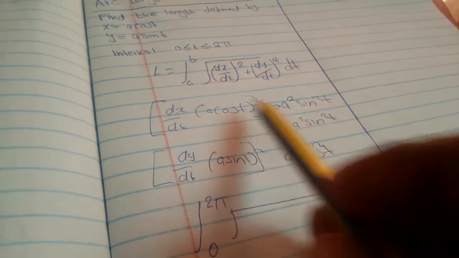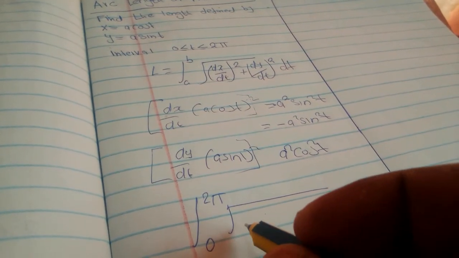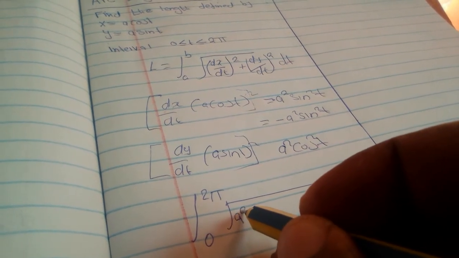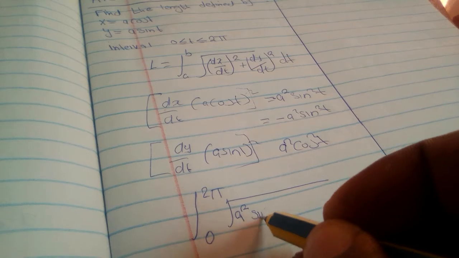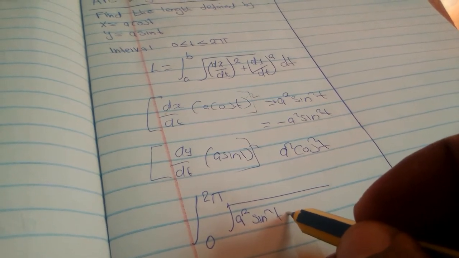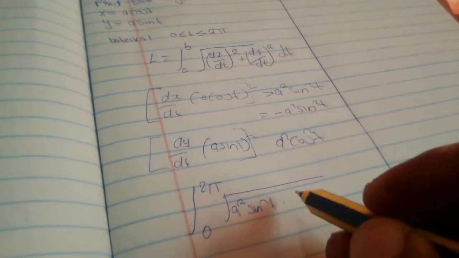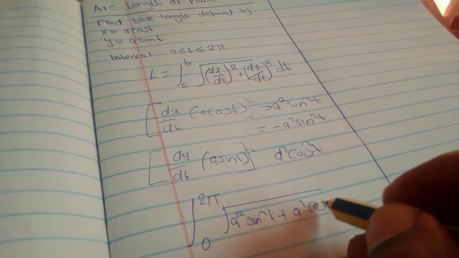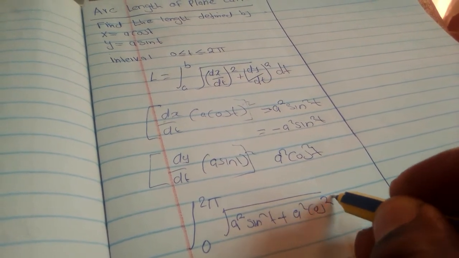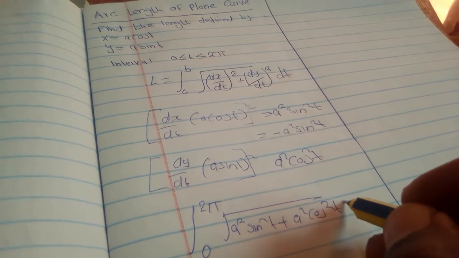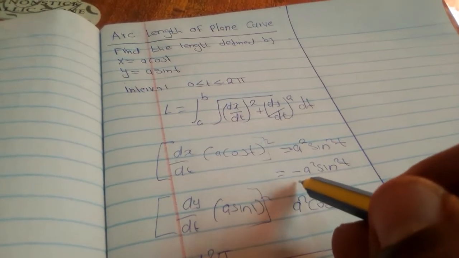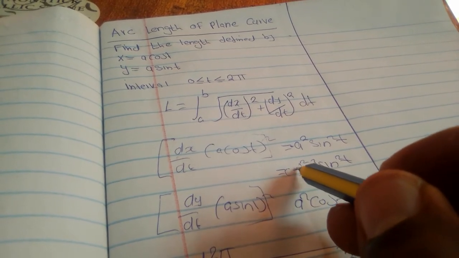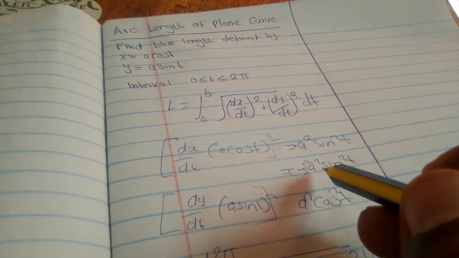We substitute this one to this one. So we are going to get the square root of a squared sin squared t plus a squared cos squared t dt. Remember, this negative will disappear because we multiply negative 1 times negative 1 and get positive.